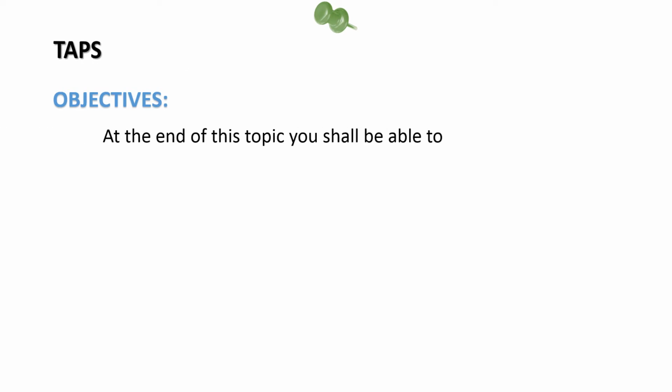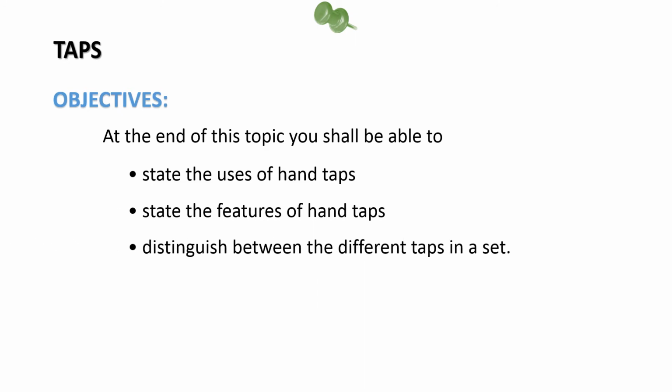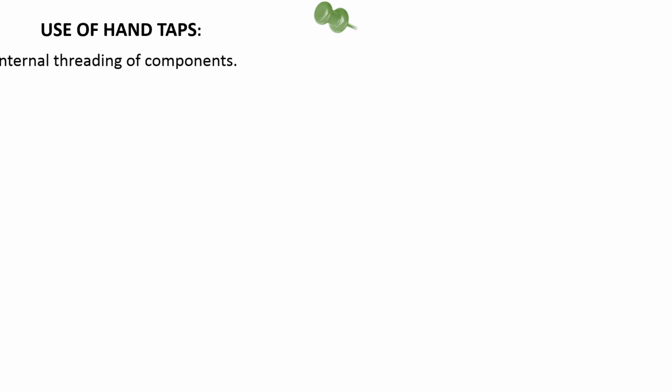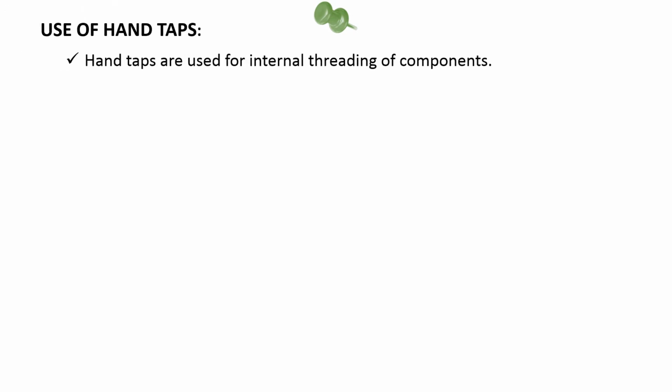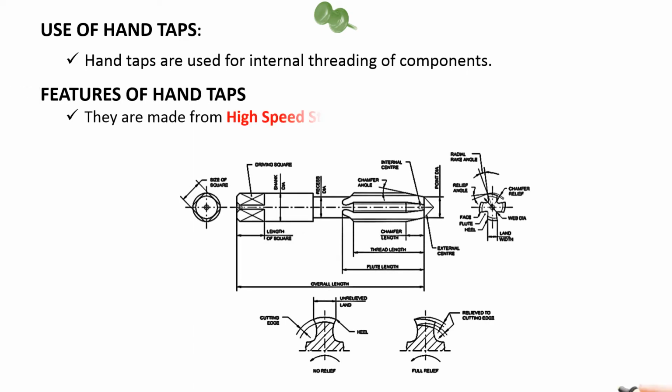Taps. Let's see the objectives of this topic. At the end of this topic you shall be able to state the uses of hand taps, state the features of hand taps, distinguish between the different taps in a set. Use of hand taps. Hand taps are used for internal threading of components. Features of hand taps. They are made from high-speed steel.